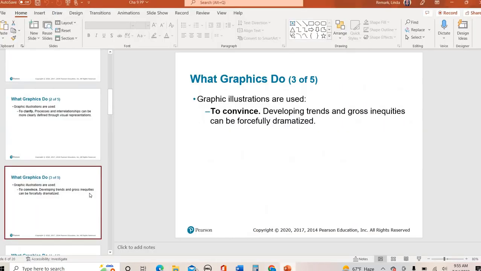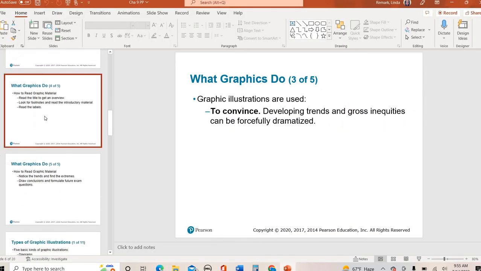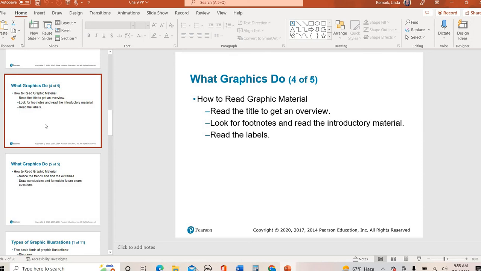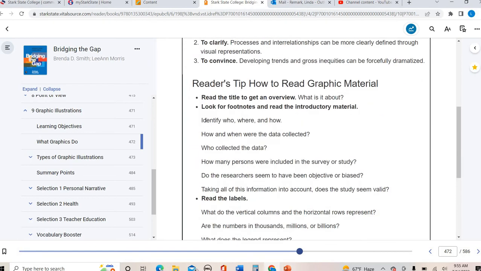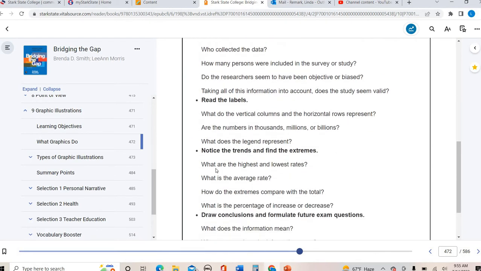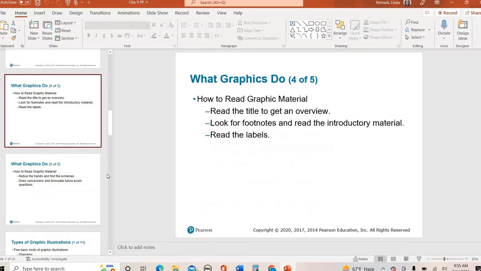This next section talks about tips on how to make sure you are reading the graphics appropriately. This also correlates directly with a section on your text and skill sheet. It is also found right here, the little bullet points right there. So what do you do? You read the title. What's the title of this? Hopefully that's fairly natural to do anyway. Look at the title, look to see what is happening. Look at the footnotes, or if there's a little paragraph that introduces the graphic.